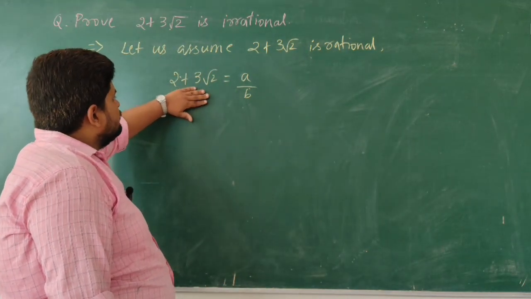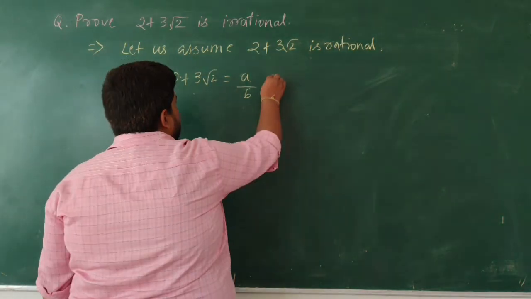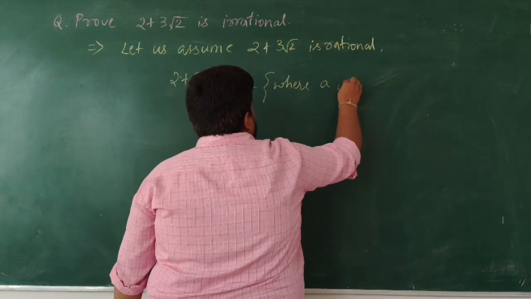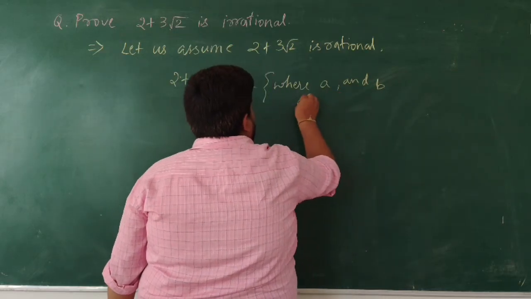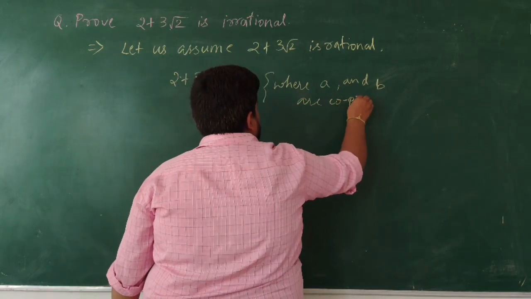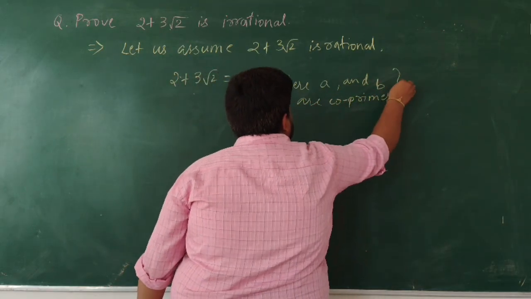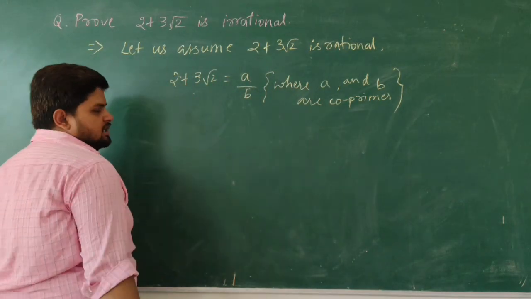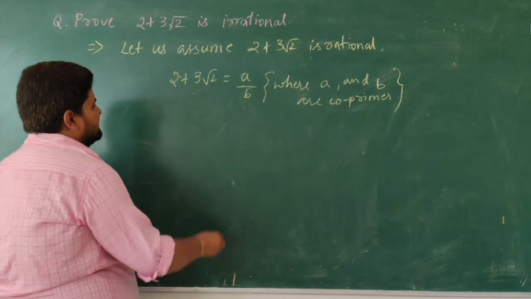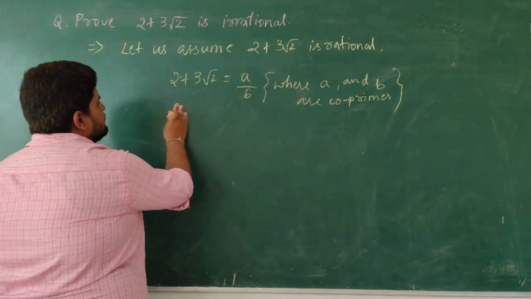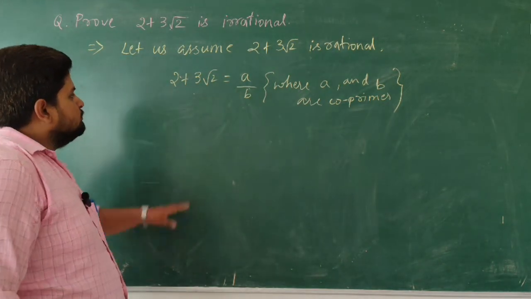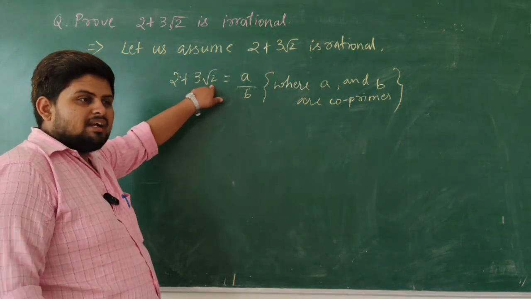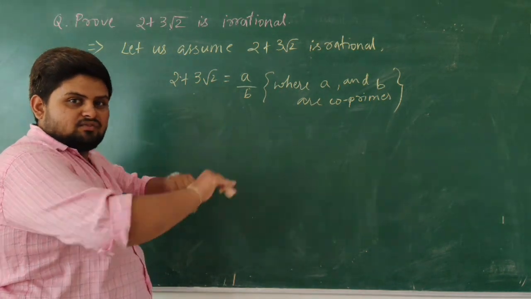Let us take 2 plus 3 root 2 is equal to a by b, where a and b are co-primes. So in this case we can consider them as integers itself. We will take co-primes because co-primes are also integers. So we take 2 plus 3 root 2 is equal to a by b. Now we know root 2 is an irrational number, so let us segregate root 2 from the rest of the numbers.